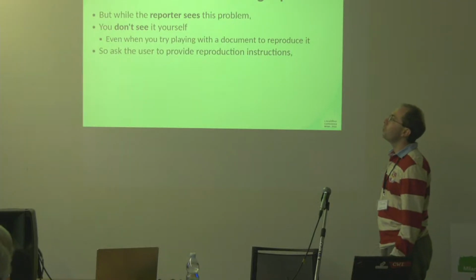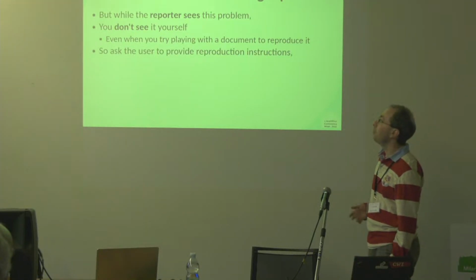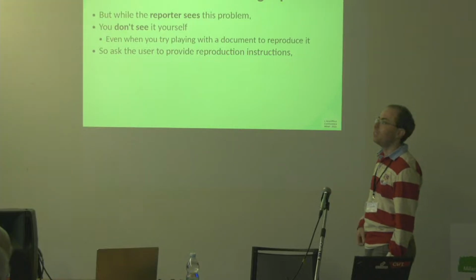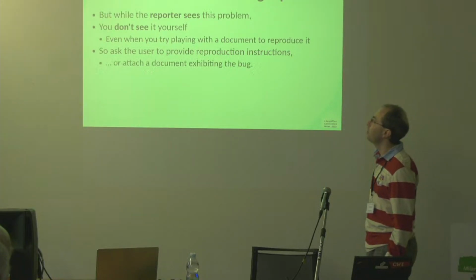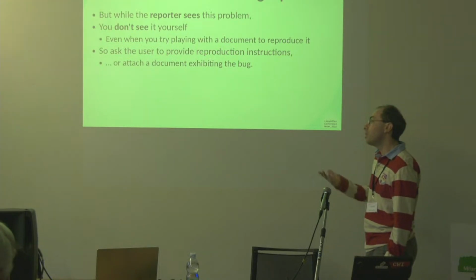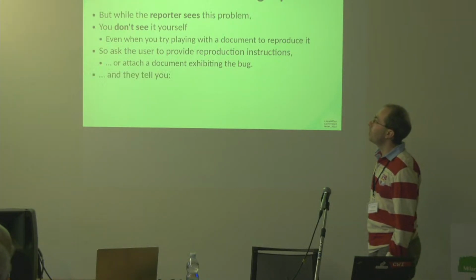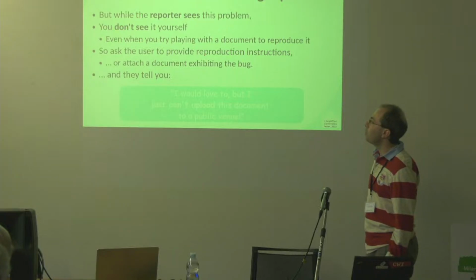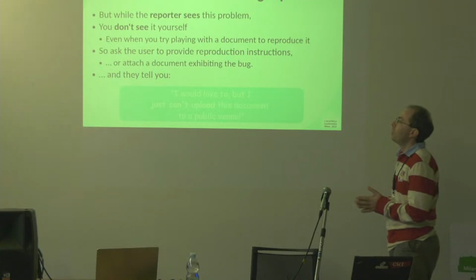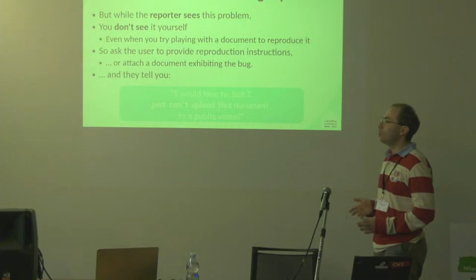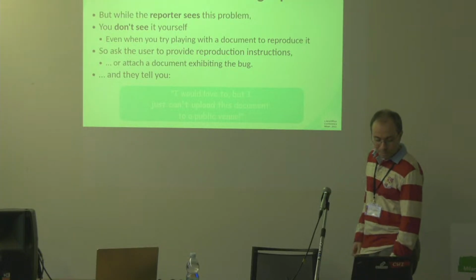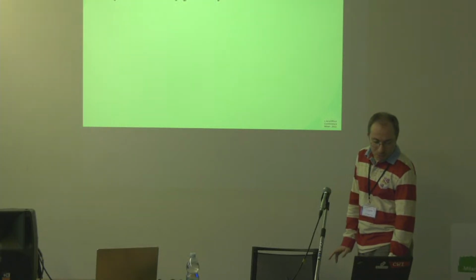So then you go back to the bug page and tell the user, please give me a reproducer, a document I could use which exhibits the bug, or link to it, or attach it. And then they tell you, I would really love to do that, but I just cannot upload this document to a public venue. And this is the main motivation.